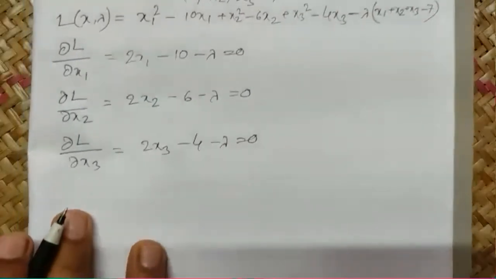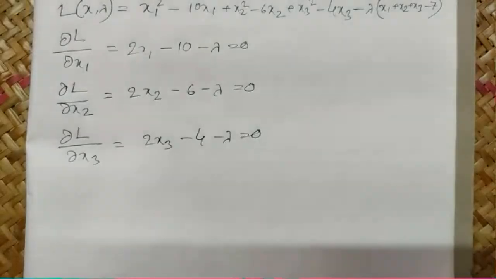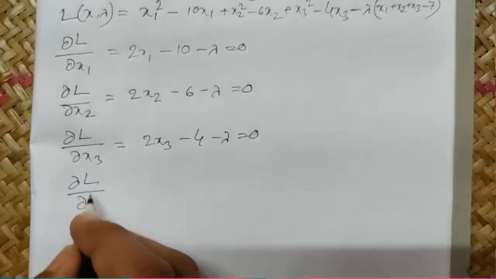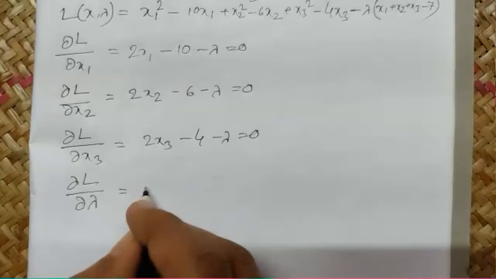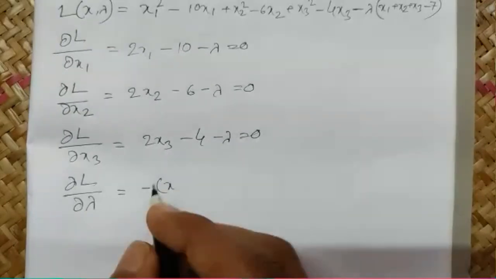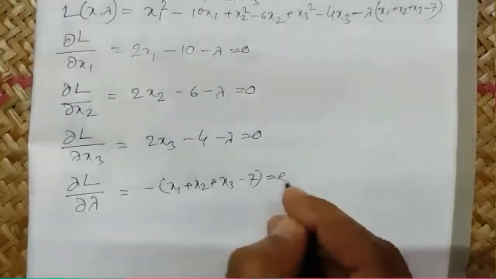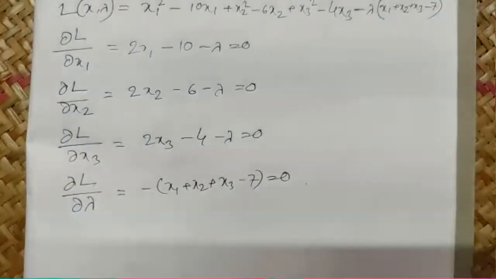So there are three variables, and we have done partial derivatives with three different variables. We have got three equations, but there is still one more unknown. There are 4 unknowns, so we need another equation, and we get it from the partial derivative of the Lagrangian function with respect to lambda. We get minus of (x1 plus x2 plus x3 minus 7) is equal to 0. So now we get 4 different equations. Name them.